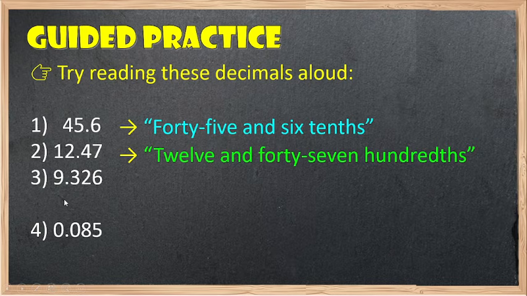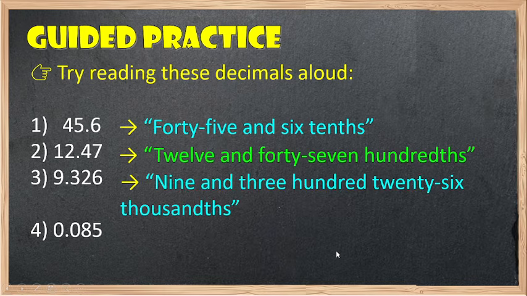Number 3, we have 9.326. What do you think is the proper way to read this one? Correct. The answer is 9 and 326 thousandths. The highest place value is thousandths. And then we have number 4. We have 0.085. As you can see, we have a zero. Now, how do I read this one?